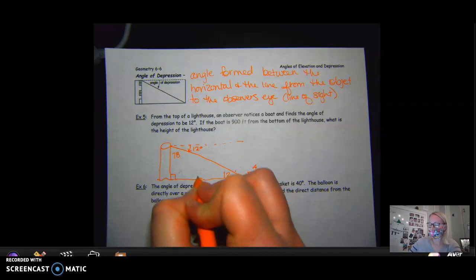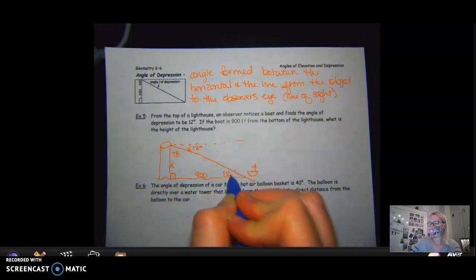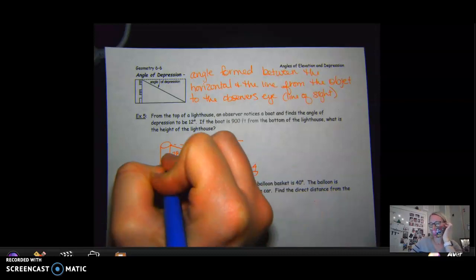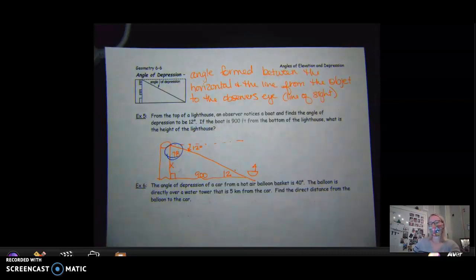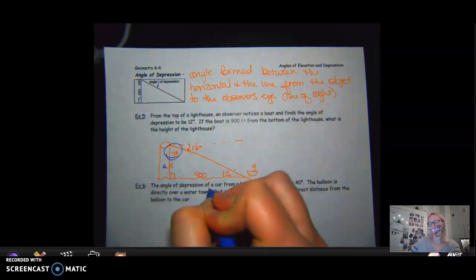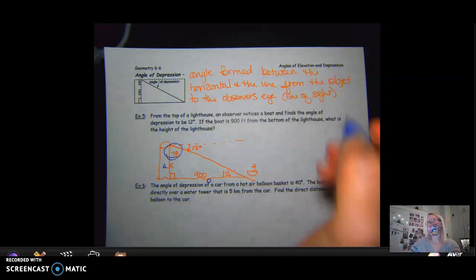If the boat is 900 feet from the bottom of the lighthouse, what's the height of the lighthouse? So on this one, are we finding a side length or an angle? So trig or inverse trig? Trig. Yep. So which angle do you guys want to go off of, the 12 or the 78? Okay, I heard 78 first, so we're going to go off the 78. X is what compared to the 78? 900 is what compared to the 78? Which one uses O and A?